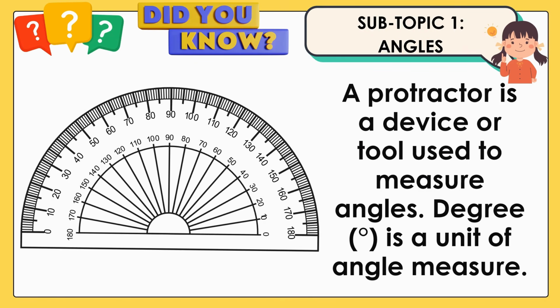A protractor is a device or tool used to measure angles. Degree is a unit of angle measure.